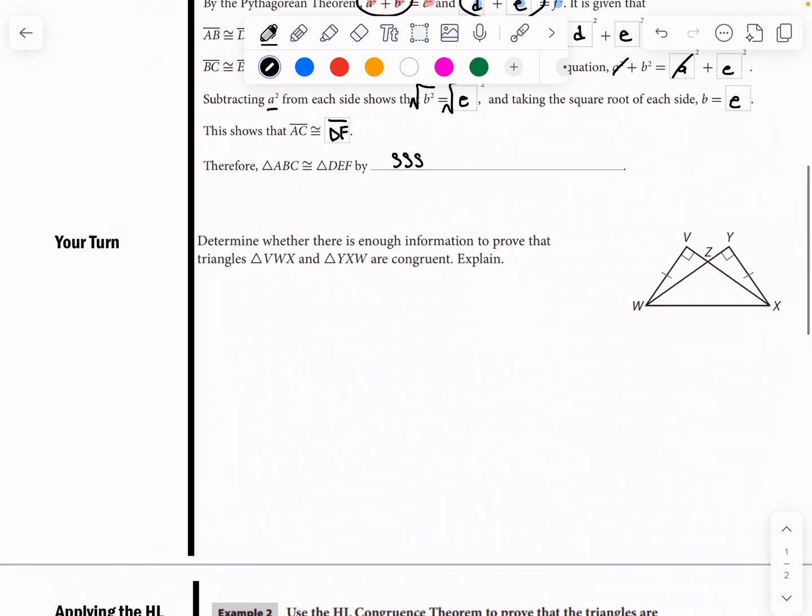It says your turn. So I'd like for you to prove it. It's not a 2-column proof, but how can you determine these 2 triangles are congruent? So at this point, I'd like for you to pause the video. I'd like for you to identify why these 2 triangles are congruent. Because we're going through HL triangle congruence, where's the hypotenuse? Where's the leg that are congruent? Pause it, and then once you think you figured it out, I'd like for you to resume it.